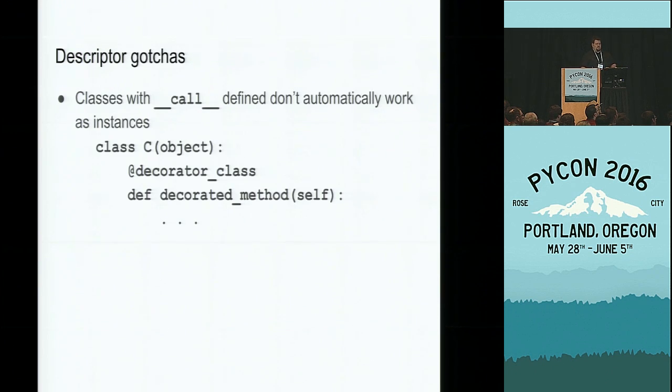So there's two main gotchas. This first one's sort of the bigger one when dealing with descriptors. Classes don't automatically work as descriptors when you give them __call__. So if you think you've defined something that works like a function, you've given it a __call__, that won't work as a method. It won't know to automatically receive self.